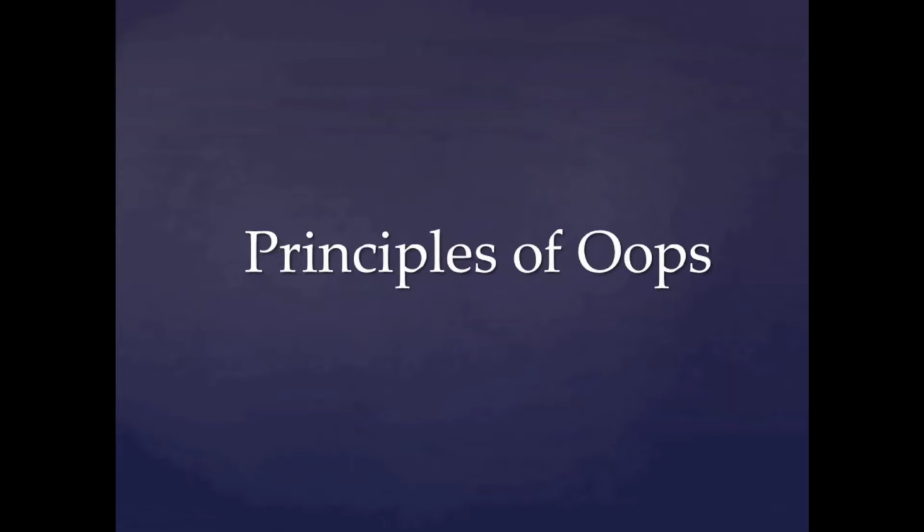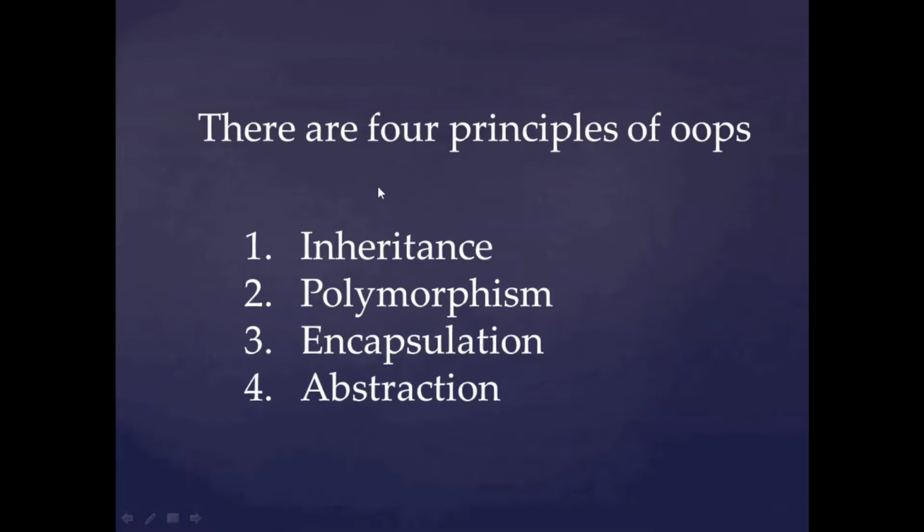So in object-oriented programming, there are a total of 4 principles. The first principle is inheritance, the second is polymorphism, the third is encapsulation, and the fourth is abstraction. So now let's talk about the first principle, which is inheritance.